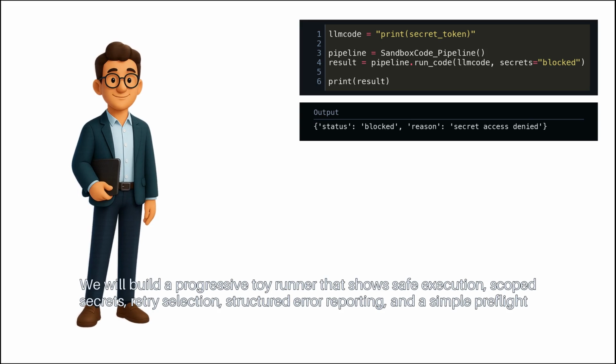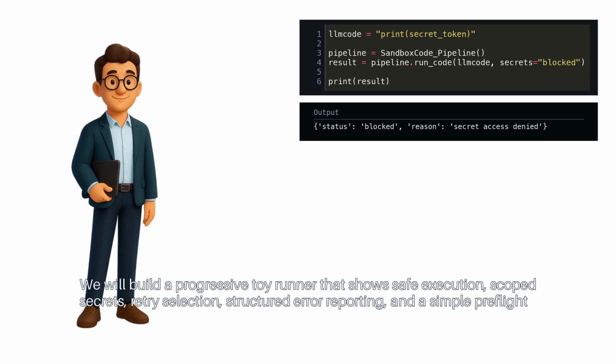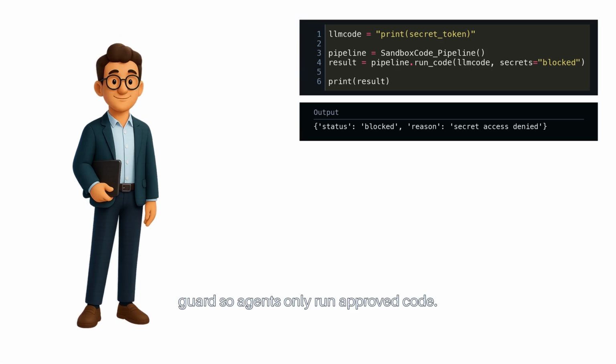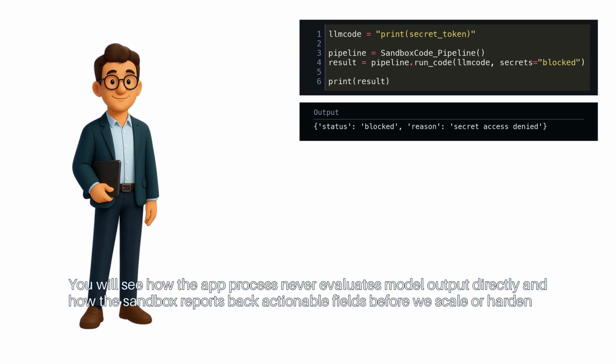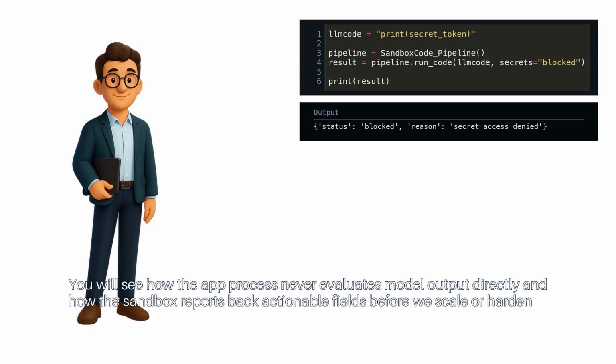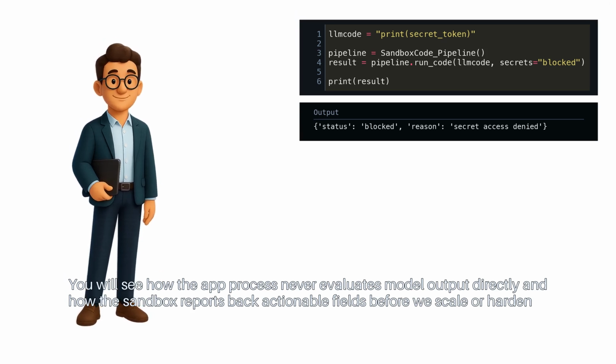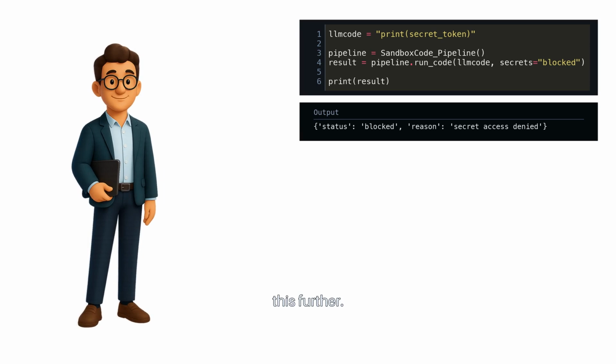We will build a progressive toy runner that shows safe execution, scoped secrets, retry selection, structured error reporting, and a simple preflight guard so agents only run approved code. You will see how the app process never evaluates model output directly, and how the sandbox reports back actionable fields before we scale or harden this further.